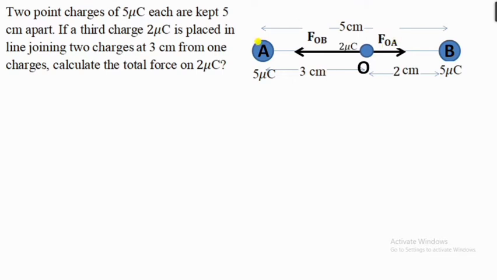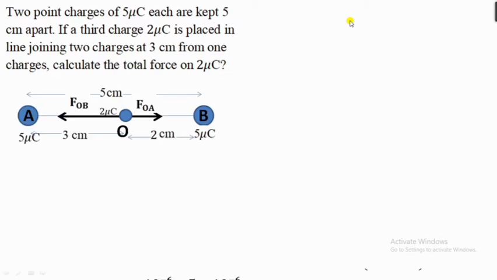So now this is the diagram which we are using. Drawing of this diagram is very important. If you draw the diagram properly, half of your job is done. So I'm using the same diagram. Now these are the things which are given. QA and QB are given, that is 5 microcoulomb each. Micro means 10 to the power minus 6.